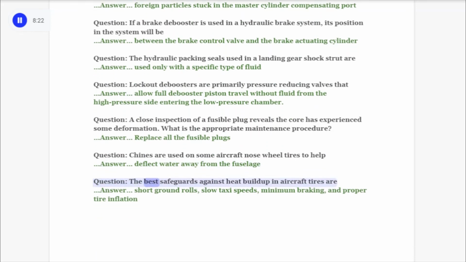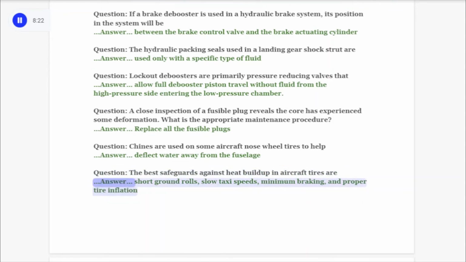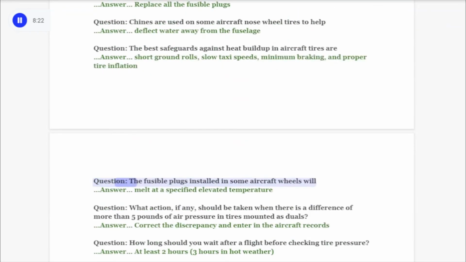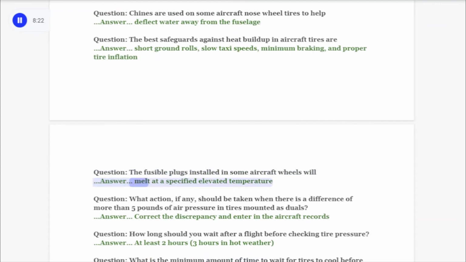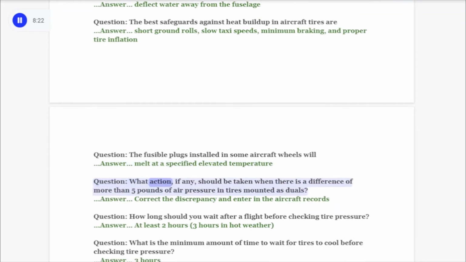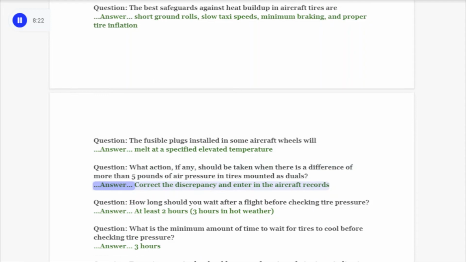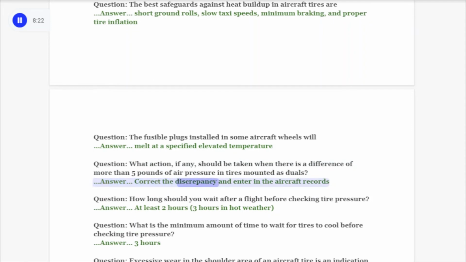Question: the best safeguards against heat buildup in aircraft tires are: answer: short ground rolls, slow taxi speeds, minimum braking, and proper tire inflation. Question: the fusible plugs installed in some aircraft wheels will: answer: melt at a specified elevated temperature. Question: what action, if any, should be taken when there is a difference of more than 5 pounds of air pressure in tires mounted as duals? Answer: correct the discrepancy and enter in the aircraft records.